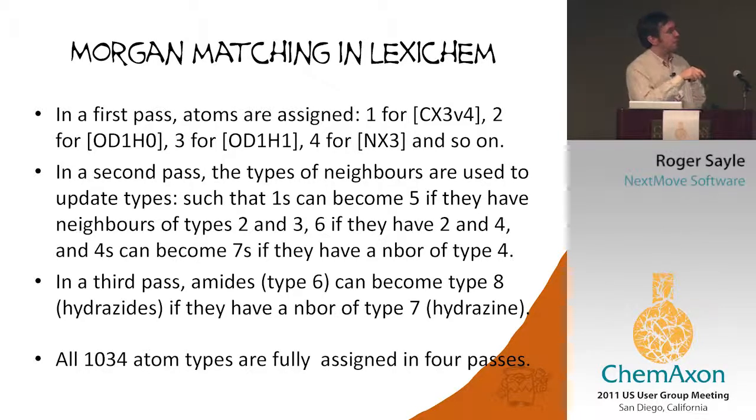In the second pass, every nitrogen that's connected to another nitrogen becomes a hydrazine. Every sp2 carbon that has a keto oxygen next to it becomes a carbonyl. If it has one of those, carboxylate. And so essentially by a number of repeated iterations, amides can become hydrazides, hydrazines, what have you. And it turns out all 1,034 atom types are assigned in 4 passes. So essentially 4 scans over the molecule, you've managed to match all 1,034 patterns.